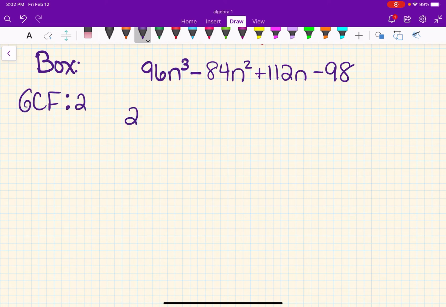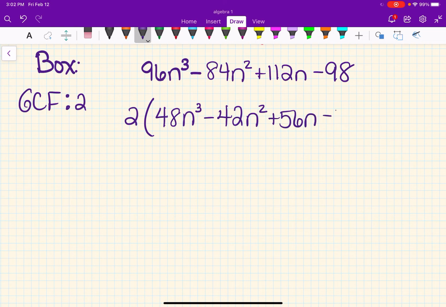So we actually are going to deal with an easier polynomial. It's going to be 48n to the third minus 42n squared plus 56n minus 49. Again, we only want to deal with our new and improved polynomial. We factored out that 2 to make it simpler for us. Okay? Now, I'm going to look for an A, B, and C, but I automatically see I already have 4 terms, which means I can skip right down to the box method step 1.